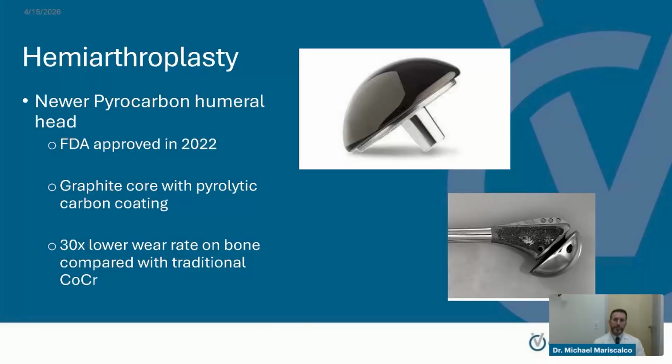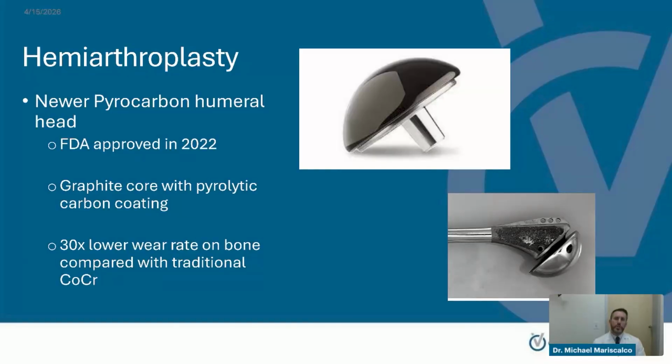So hemiarthroplasty or partial shoulder replacement has evolved, and we'll see this evolution as we move through this presentation. But generally, I would say over the last decade, shoulder implants have improved substantially, not only in their design, but also their materials, their ingrowth surface, and overall ability to correct deformity.